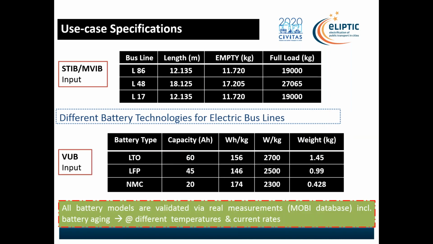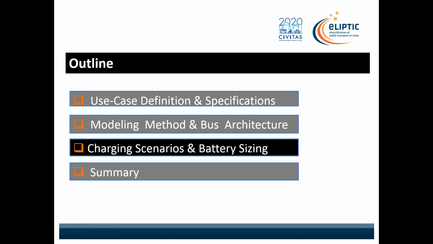So what is the input that we get from MVVB? MVVB gives us more detail about the lines, and did a lot of measurements on road for different lines, different day schedules, so weekend and also working day, and also different time domains. And VUB also selected some battery styles or battery technologies that are mostly used in electrification. Now we use LTO, LEP, and NMC with different rates, as you can see on my screen now: what is the energy per kilometer, what is the power per kilometer, and what is the expected weight. And all of these battery models have been validated, and accurate aging estimation is included.